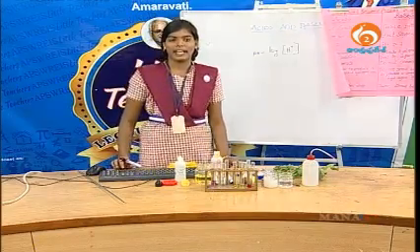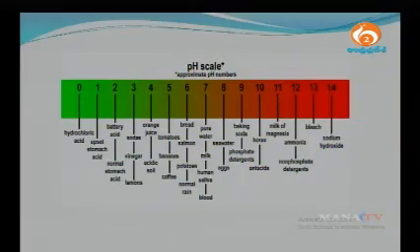This is the pH scale. Friends, how many values here? Yes, 14 values here. Less than 7 is acids, greater than 7 is bases. 7 is neutral. For example, we take citric acid, which is in lemon juice. The pH value of citric acid is 2. This is the pH scale.